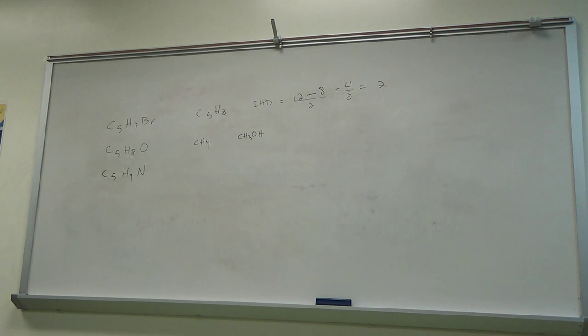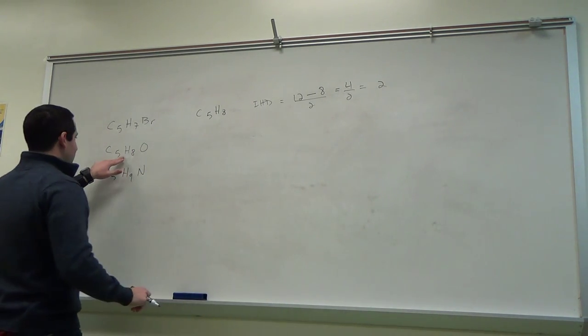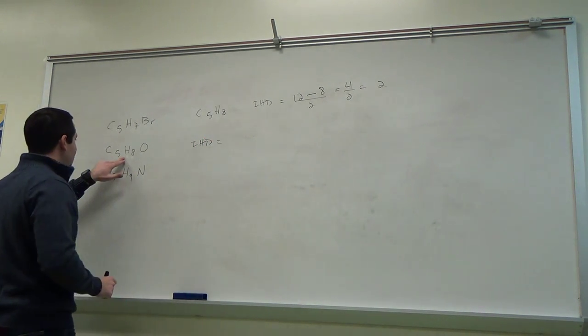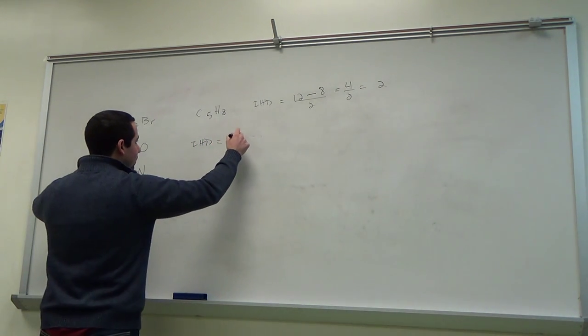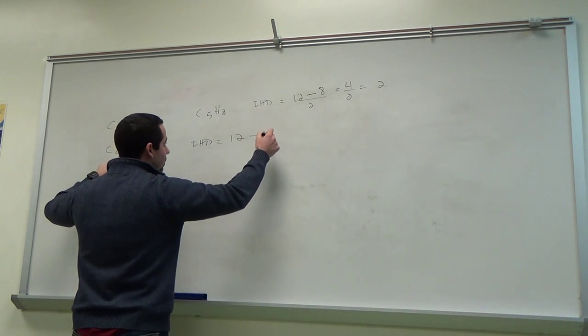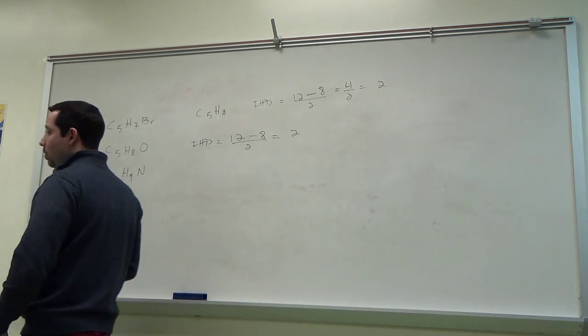Which element is divalent from the periodic table? Oxygen. Sulfur. Selenium. Okay. In general, this is what happens. So the index of hydrogen deficiency of this is 12 minus 8. It's still 12, yes? Minus 8, because I did not change this number, divided by 2. How many is that? 2.